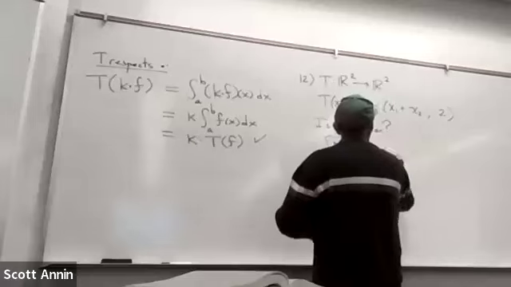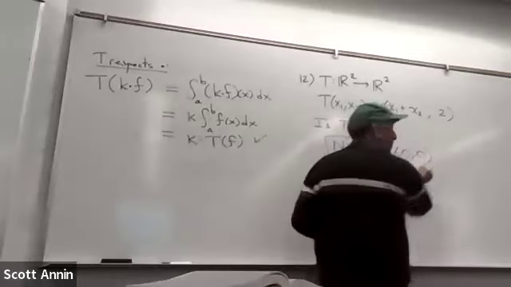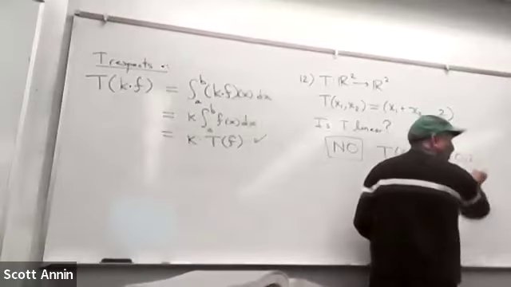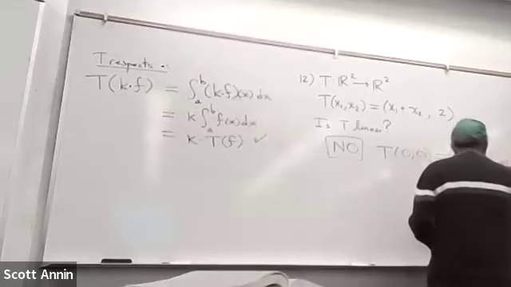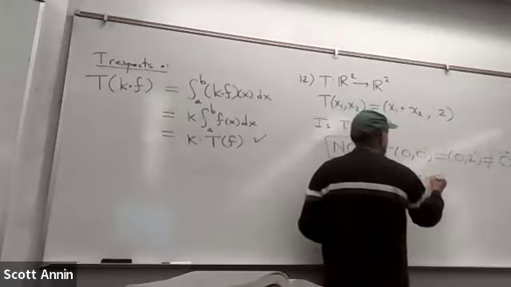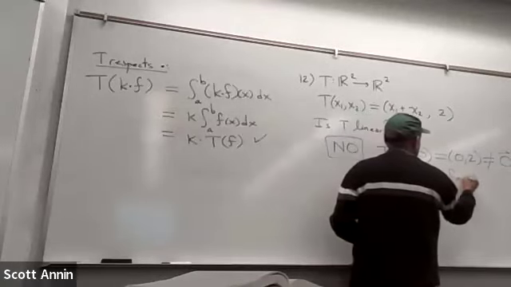Perfect. Yeah, if you just check T of 0, 0, you plug in 0 everywhere, what do you get? Well, you get 0, 2. That's not the zero vector. Okay, so the zero vector check fails and we're done.